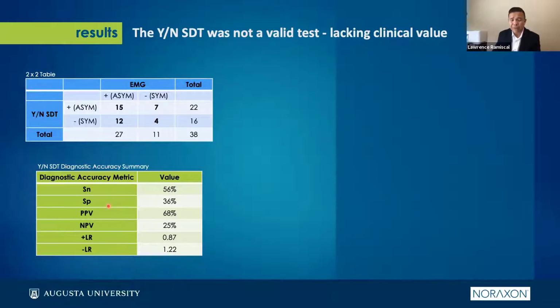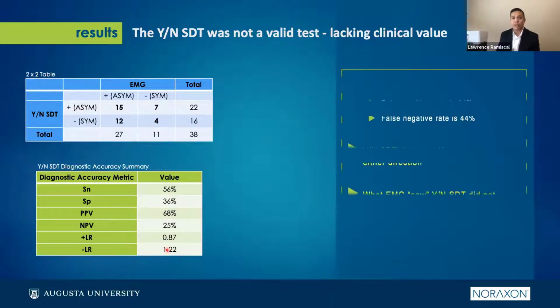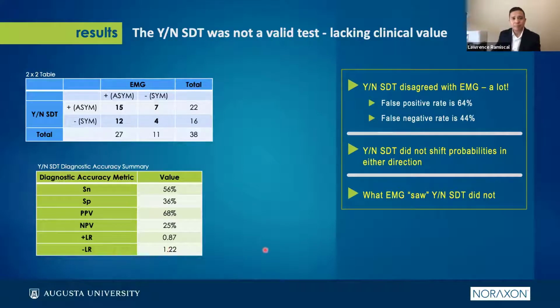It takes into account sensitivity and specificity when it gets computed. And the likelihood ratios are only 0.87 and 1.22. So in summary, the YNSDT disagreed with the EMG a lot, because the false positive rate is around 64%.